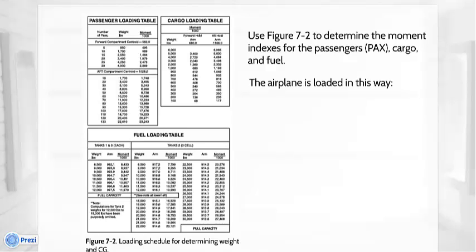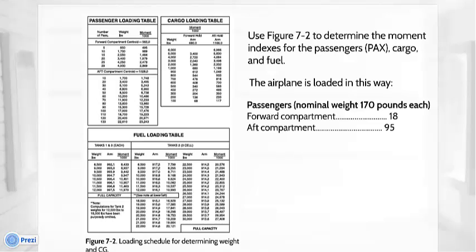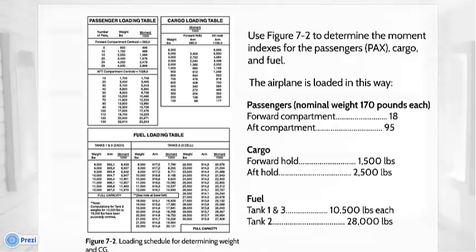The airplane is loaded in this way. Under passengers with nominal weight 170 pounds each, forward compartment is 18, aft compartment is 95. Under cargo, forward hold is 1,500 pounds, aft hold is 2,500 pounds. Under fuel, tank 1 and 3 is 10,500 pounds each, tank 2 is 28,000 pounds.